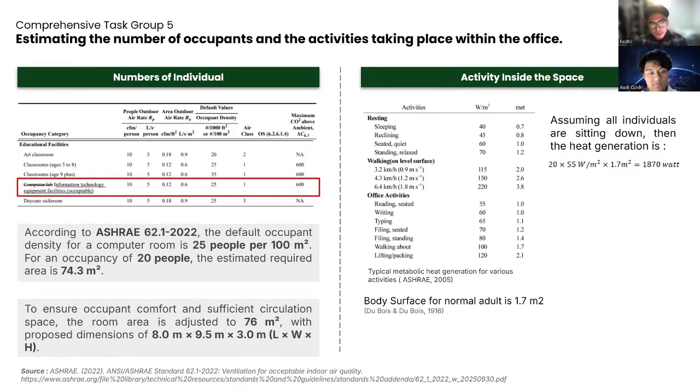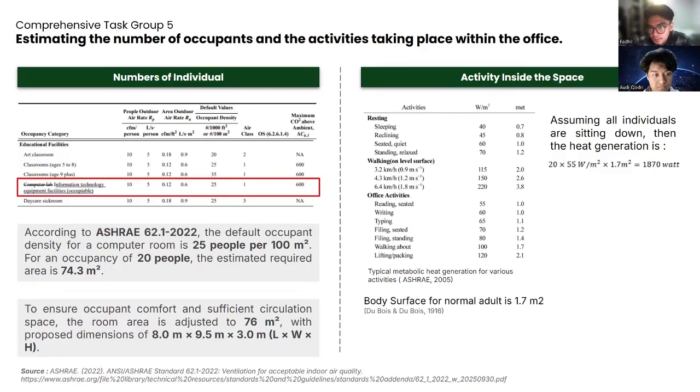For estimating the number of occupants and the activities taking place within the room, we use ASHRAE 62.1 2022. It says that the default occupant density for our computer room is 25 people per 100 meters squared. For our application, which is 20 people, the estimated required area is 74.3 meters squared. To ensure occupant comfort and sufficient circulation space, we adjusted the room to 76 meters squared.